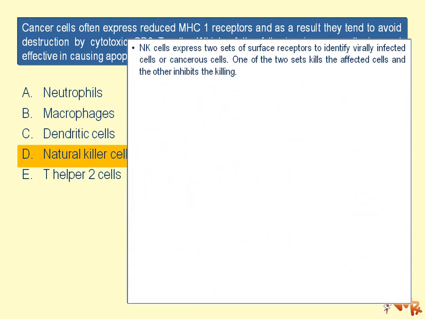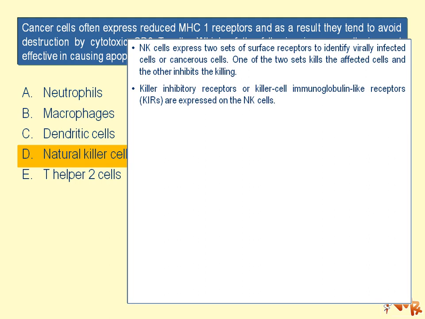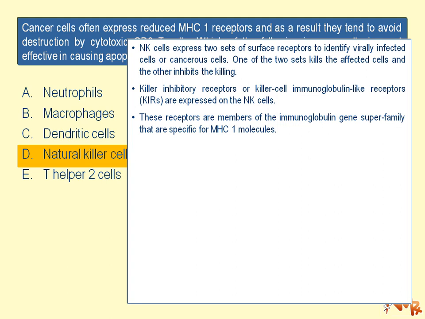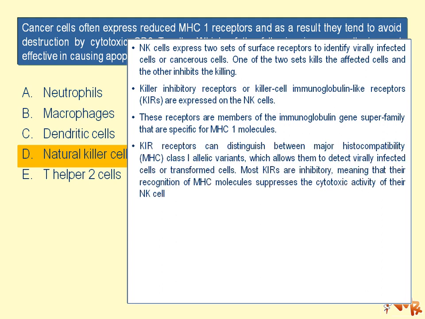Just to know, NK cells express 2 sets of surface receptors to identify virally infected cells or cancer cells. One of the 2 sets kills the affected cells and the other inhibits the killing. Killer inhibitory receptors, or killer cell immunoglobulin-like receptors, or KIRs, are expressed on NK cells. These receptors are members of the immunoglobulin gene superfamily that are specific for MHC1 molecules. KIR receptors can distinguish between major histocompatibility complex class 1 allelic variants, which allows them to detect virally infected cells or transformed host cells. Most KIRs are inhibitory, meaning that their recognition of MHC molecules suppresses the cytotoxic activity of their NK cells.